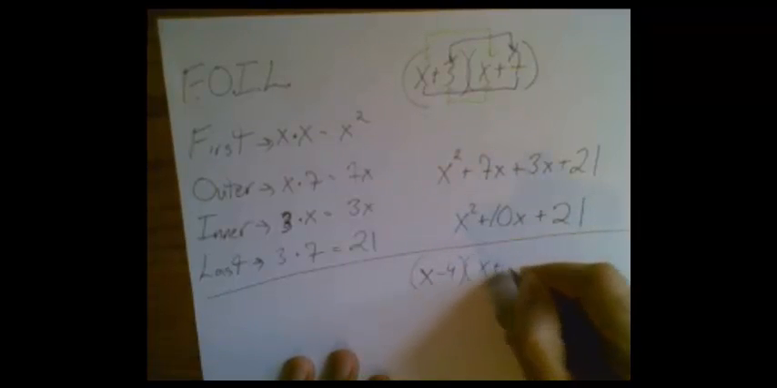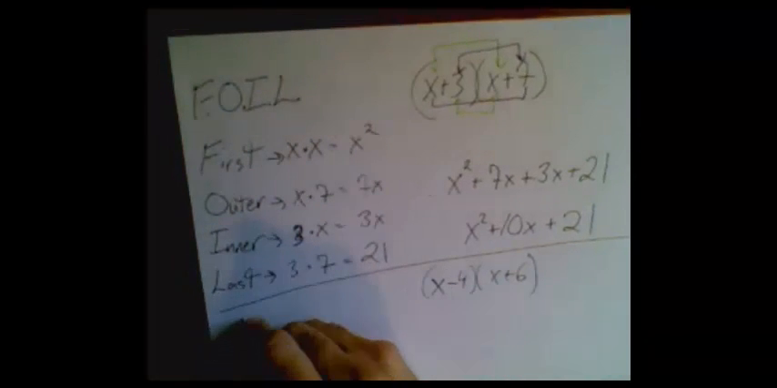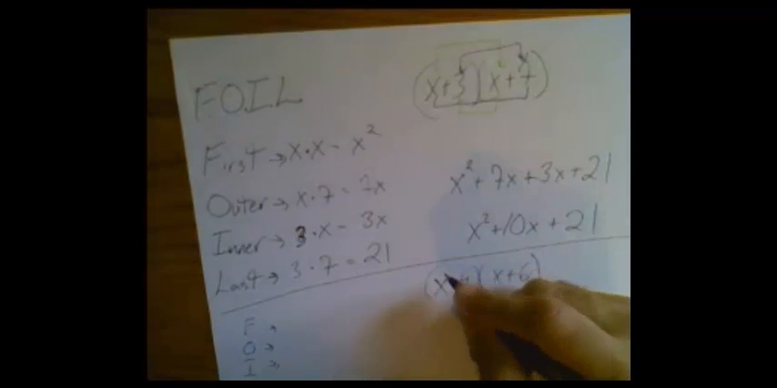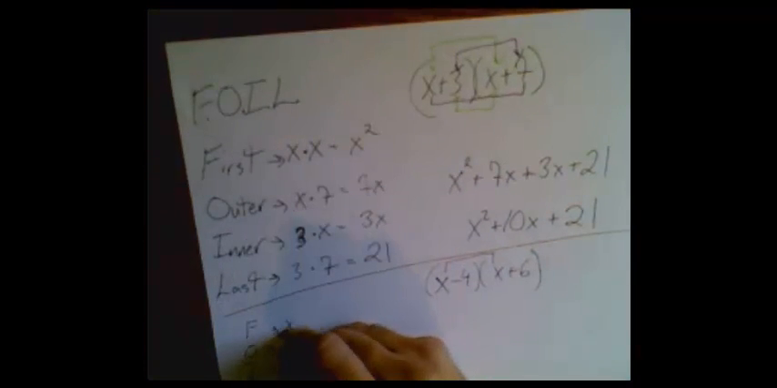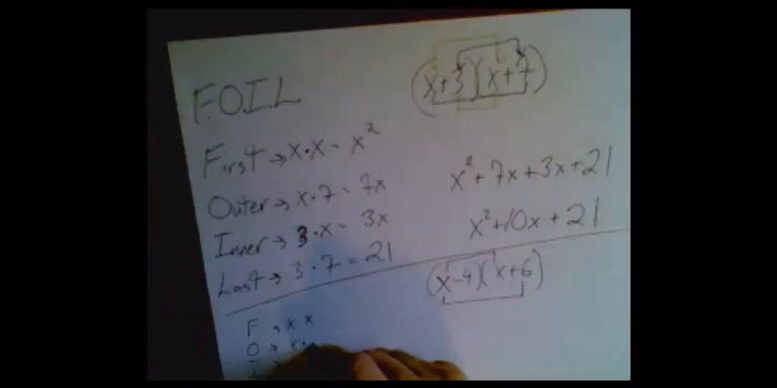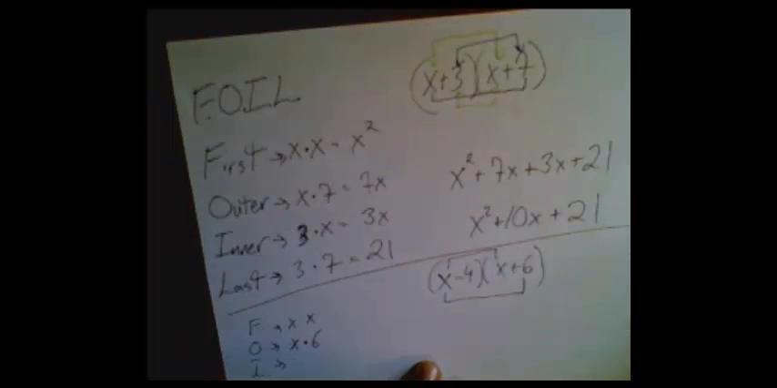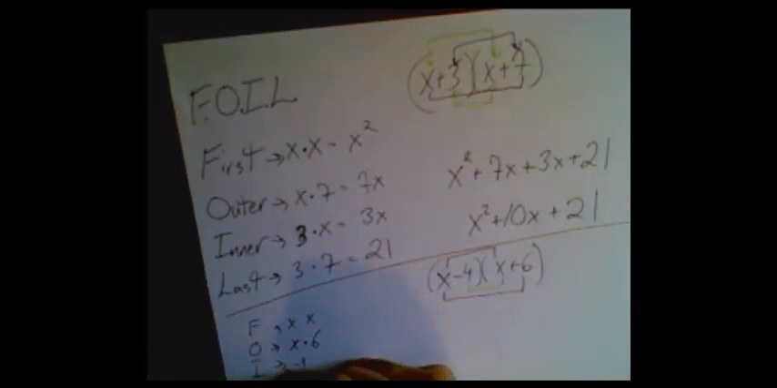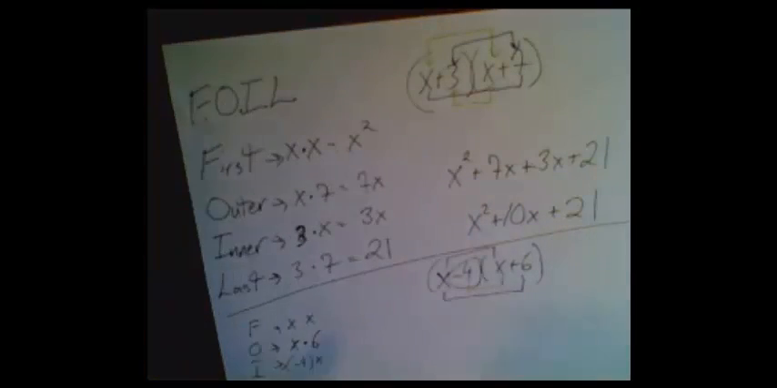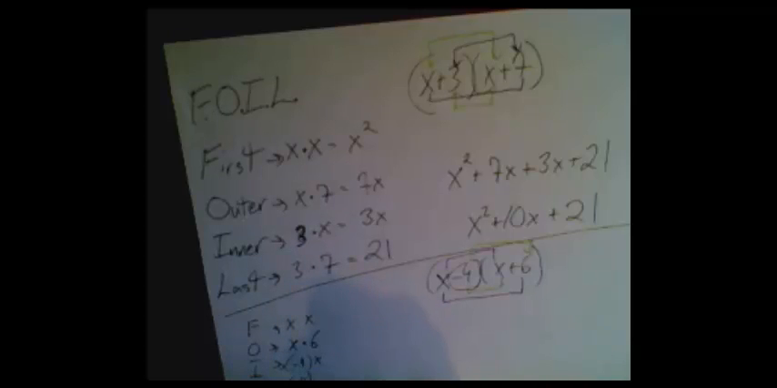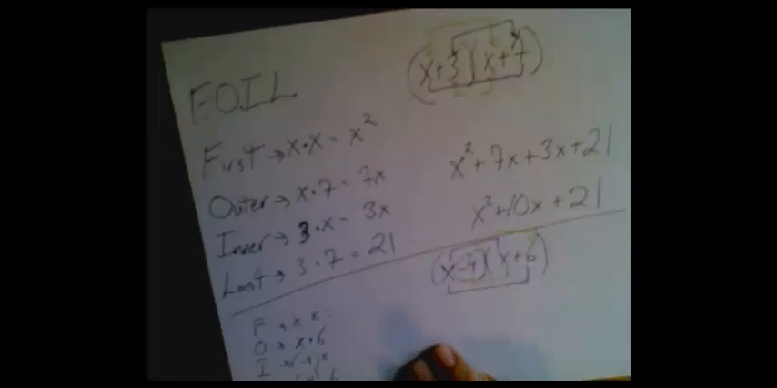Like let's say I had x minus 4 times x plus 6. Here we go. I'm going to do this again: first, outer, inner, last. My firsts in this case are x and x. My outers are x and positive 6. My inners are negative 4 and x. So negative 4 times x, and it's important that I mark that as a negative 4. And then my lasts, negative 4 times 6.